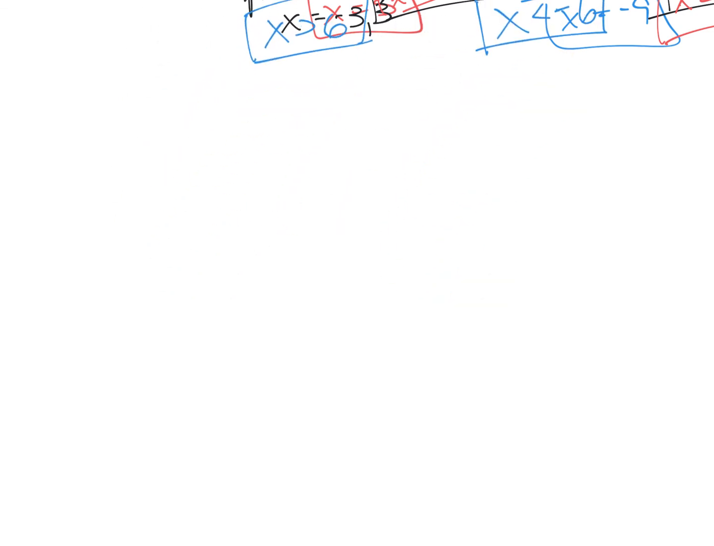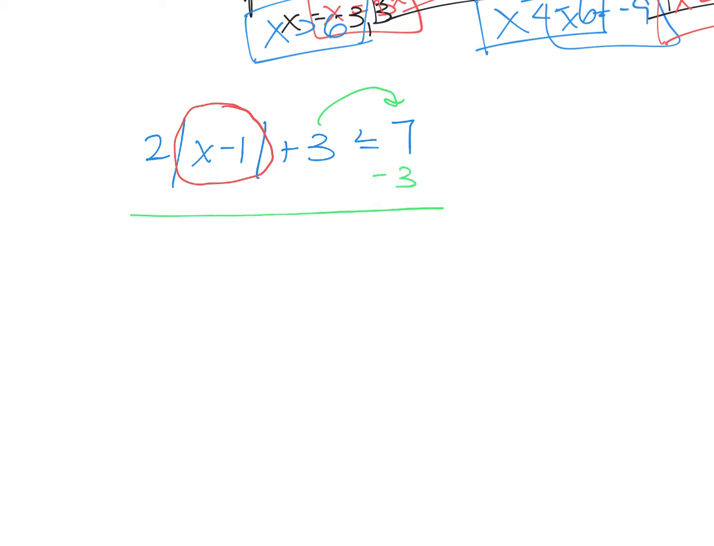So if I give you 2, absolute value of x minus 1 plus 3 is less than or equal to 7. Okay, so I have to isolate this. This is what we were talking about yesterday. So I'm going to move, just like all my other math, I'm going to move my outside in towards that variable. So I'm going to subtract the 3. And then I have 2, absolute value of x minus 1 is less than or equal to 4.